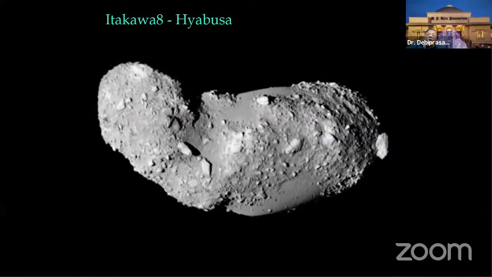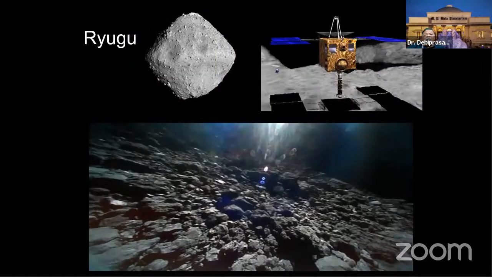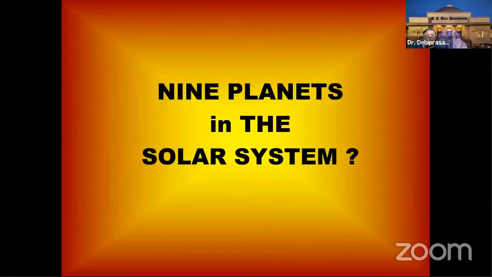Asteroids are important, and the Japanese spacecraft Hayabusa has taken this photograph of Itokawa, telling us it's not a solid object. It's loose gravel, bound together by gravity. Not only that, Hayabusa 2 landed onto an asteroid called Ryugu. And this is the first picture of the surface of an asteroid taken from a spacecraft which has landed on it. A huge amount of mineral deposits have been found in these asteroids. So the future is of asteroid mining for the betterment of human society.